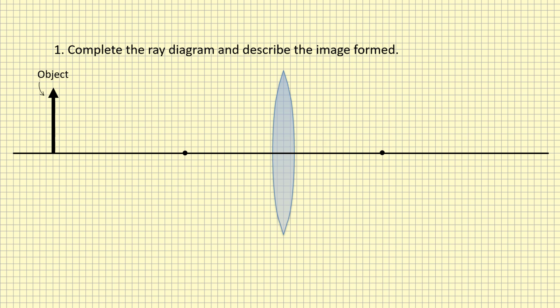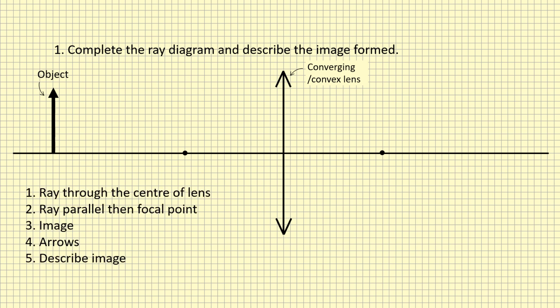This lens here, you can see it's a convex lens or converging lens. It's going to bring the light rays together. But I'm going to represent it using a symbol like this. Okay, let's get started. So I'm going to give you a checklist here of things you need to do to get the image and also to be able to describe the image.